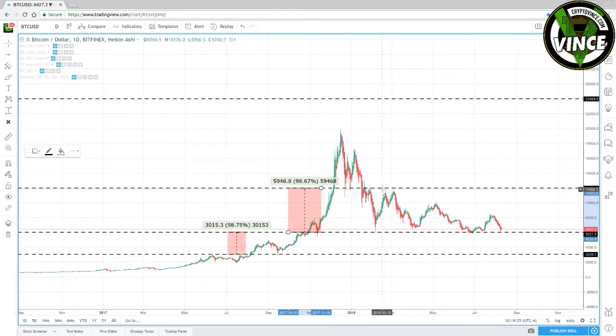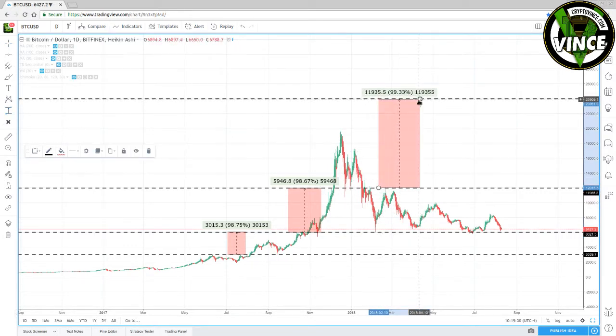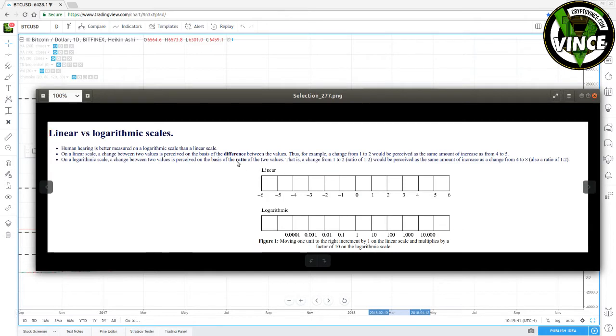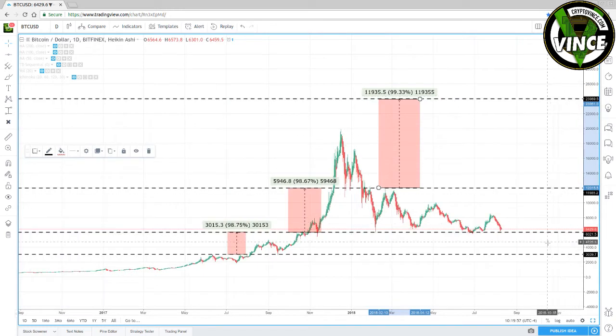Percent, and from here I will have 100%, right? So as you guys can see, the chart gets distorted. Why did this happen? Because of this picture here, this definition that I showed you. So the linear scale is a change between two values perceived on the basis of the difference between the values. The difference that this is talking about is a subtraction.